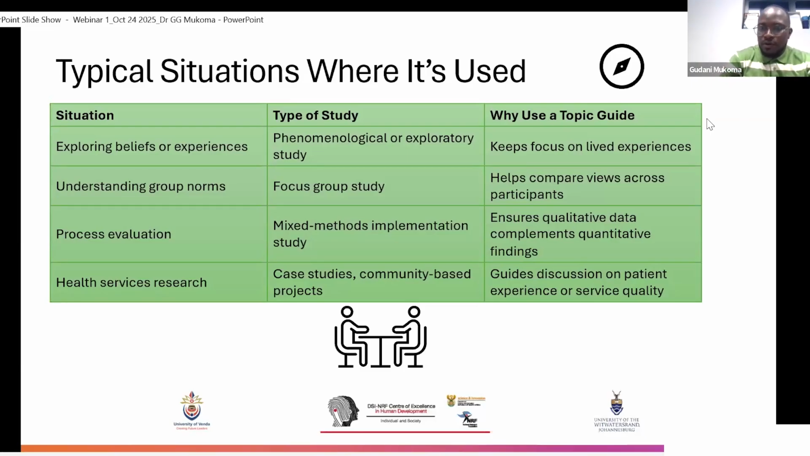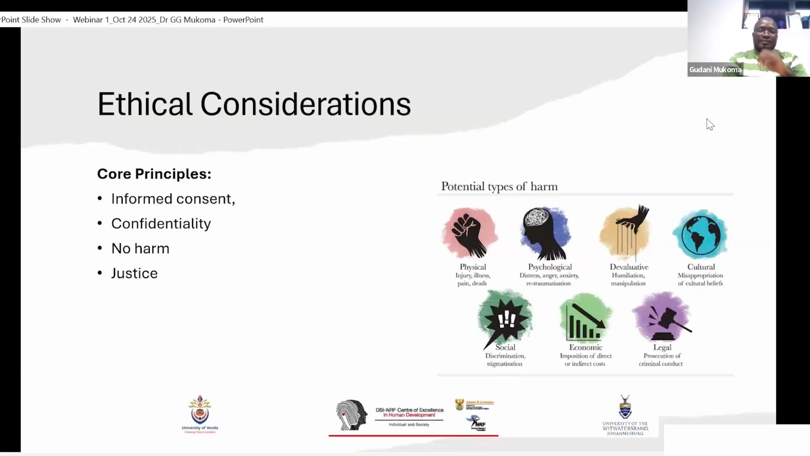So that is that about the instrument or the topic guide. And now I want us to talk about issues of ethics. And this is very important when we're talking about qualitative research and/or research in general.